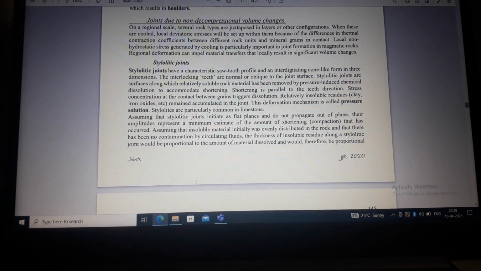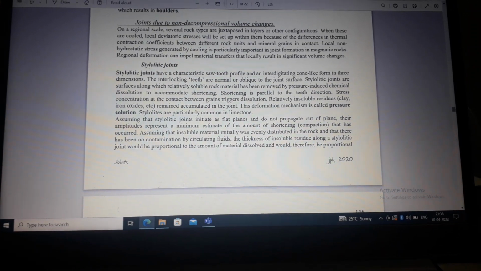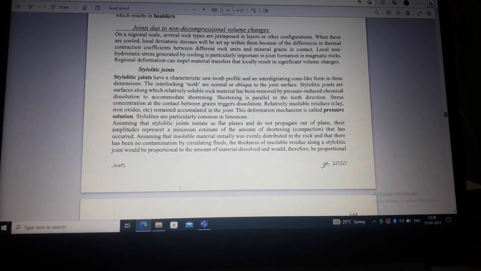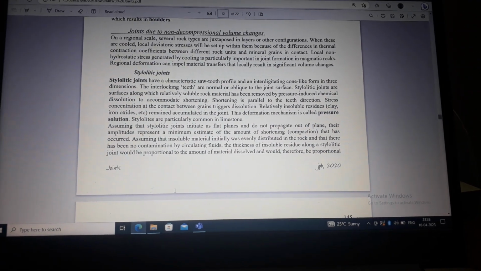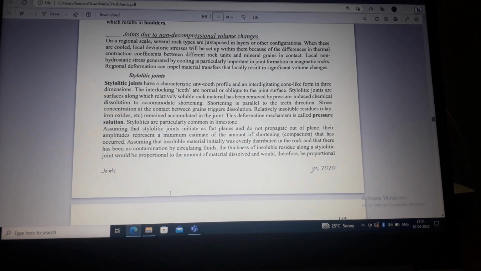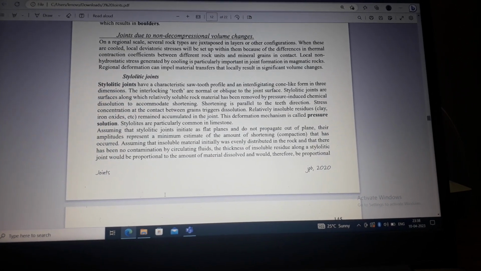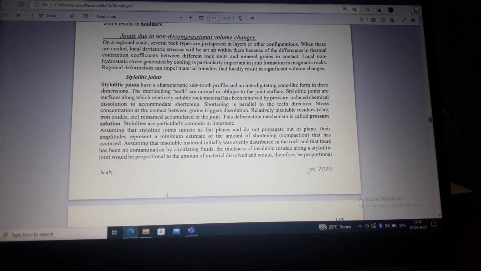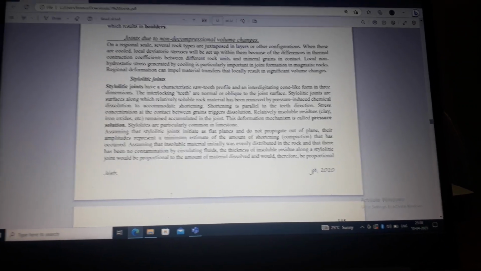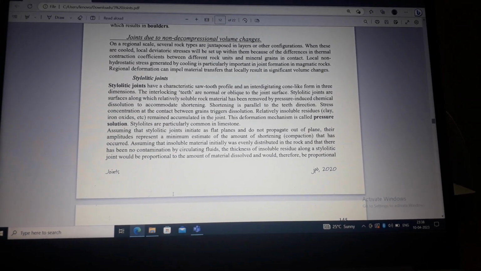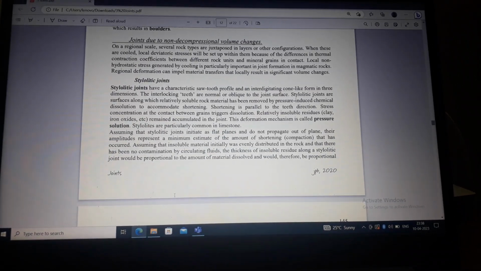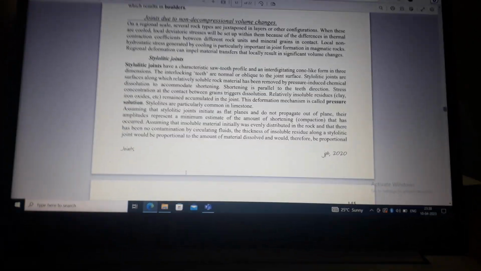Stylolitic joints have a characteristic saw-tooth profile and an interdigitating cone-like form in three dimensions. Relatively insoluble residues, clay, iron oxides, etc., remain accumulated in the joint. The deformation mechanism is called pressure solution. Styloids are particularly common in the limestone.